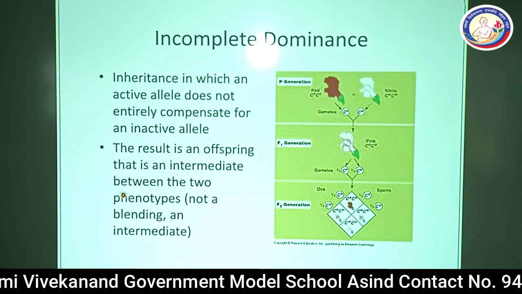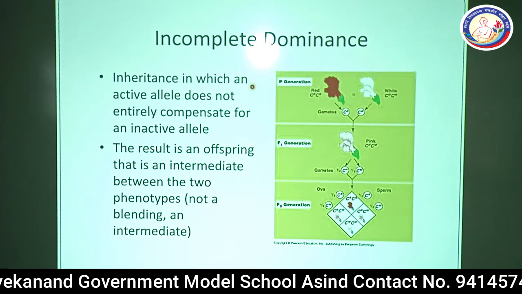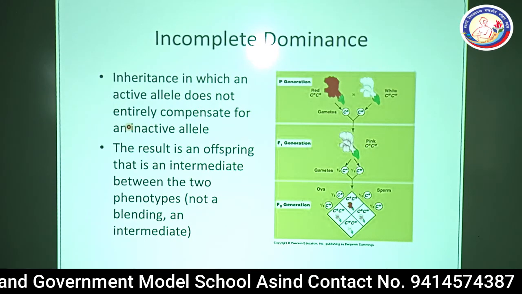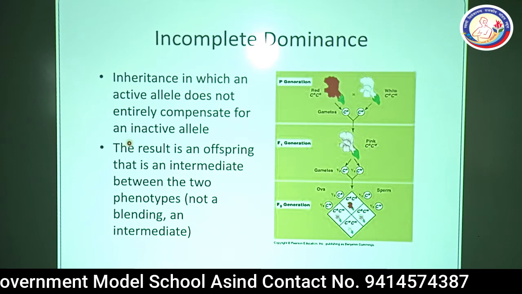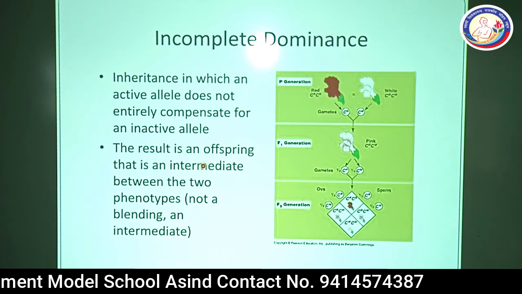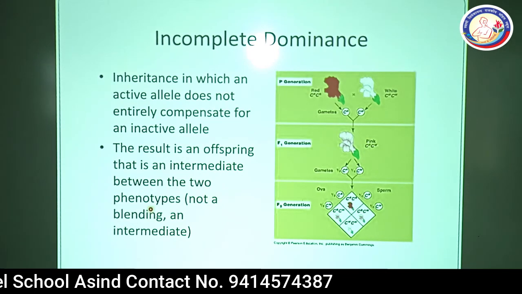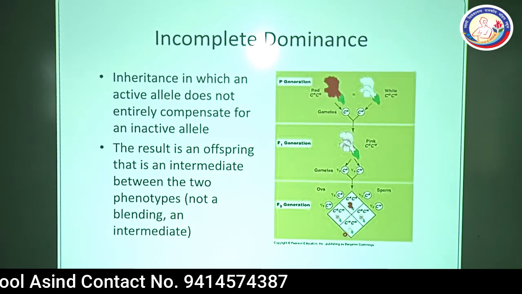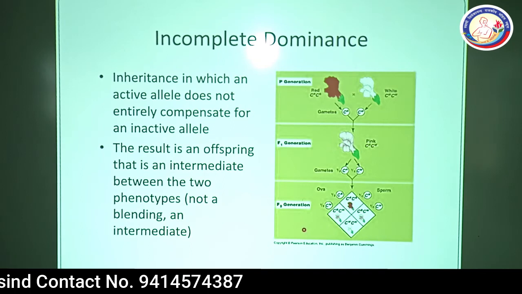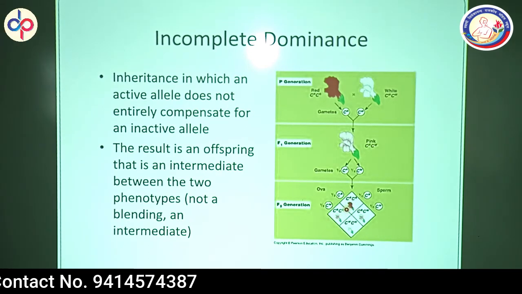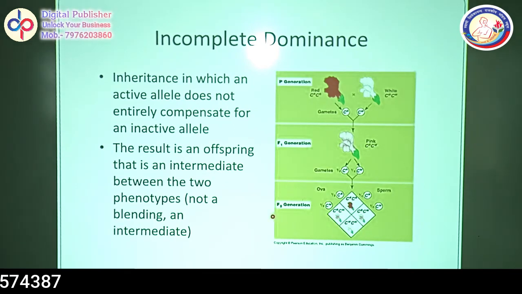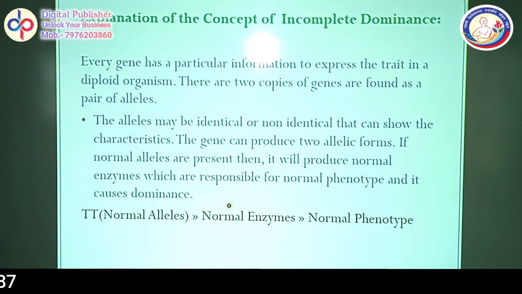Incomplete dominance: inheritance in which an active allele does not entirely compensate for an inactive allele. The result is an offspring that is intermediate between two phenotypes. Already I have explained, and this is the F2 generation where one flower will be red, two flowers will be pink, and one flower will be white. So the genotypic ratio is 1:2:1.